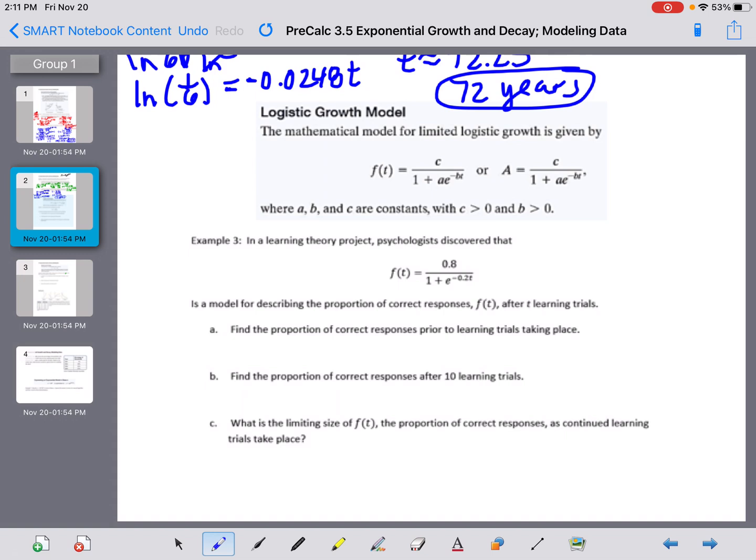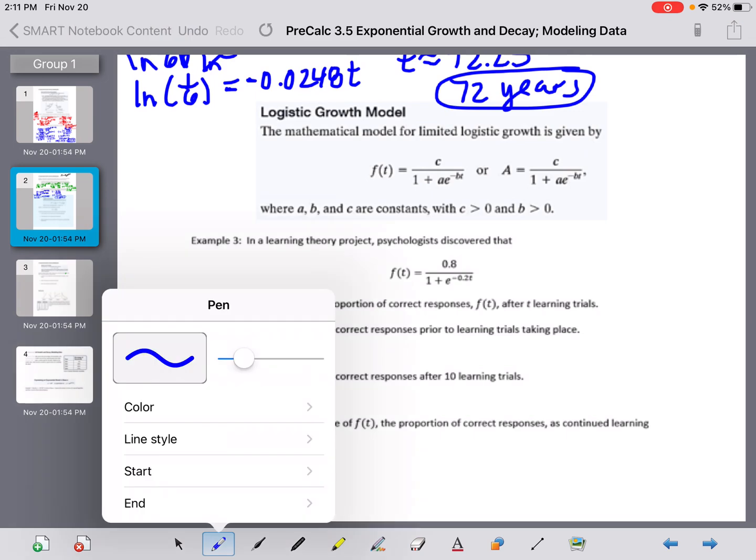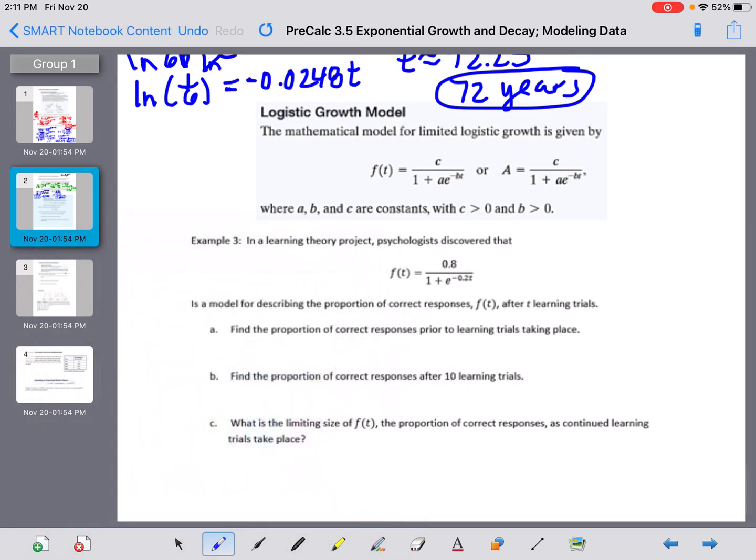So I have a learning theory project. The psychologist discovered that this model, with all the numbers plugged in, is a model for describing the proportion of correct responses after t learning trials, okay? So it's saying, what's the chance you're going to get correct responses depending on how many times you've been taught this material, okay? So it says, find the proportion of correct responses prior to learning trials taking place. So that means I have 0 learning trials, right? So my t right now is going to be 0 on this first one, okay?